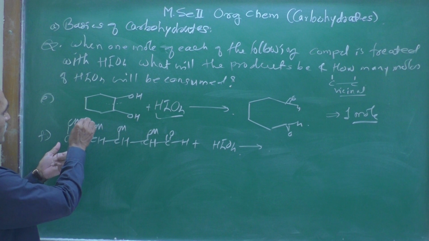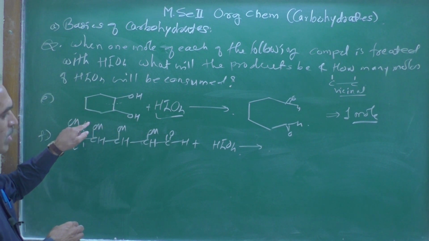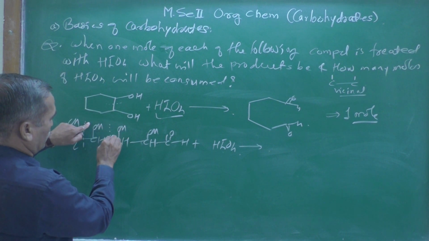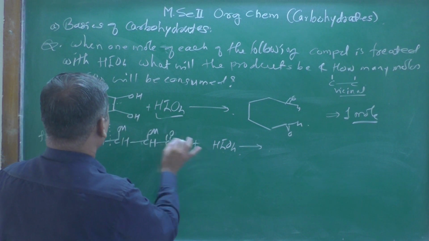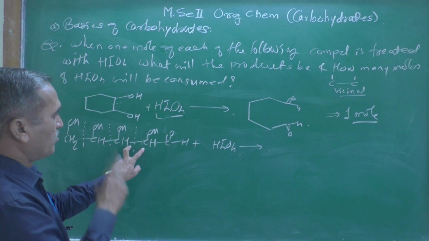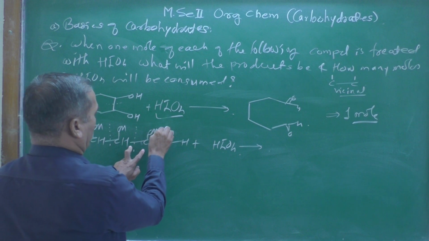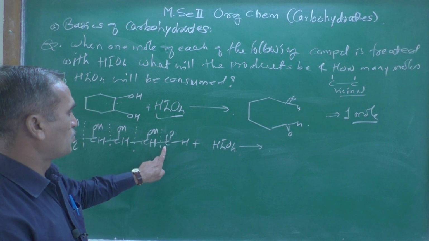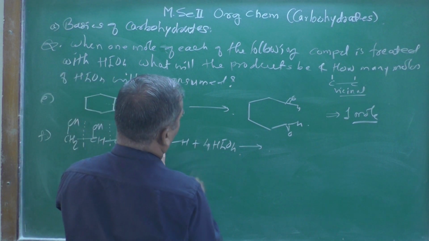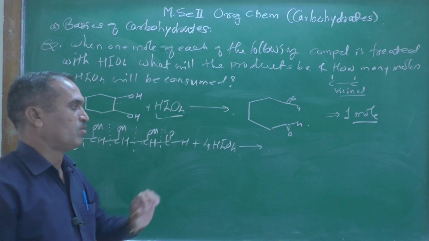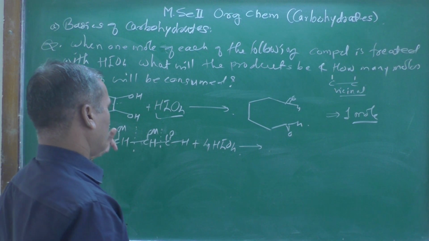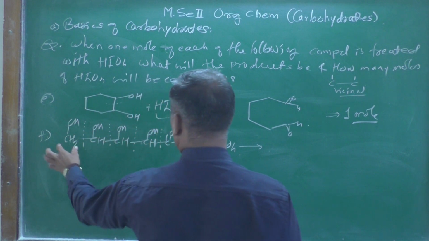So remember, here one bond is going to cleave, which means one mole of that HIO4 gets consumed. Look here, this bond is going to cleave, which means 2 moles get consumed, and then this bond is going to cleave, which means 3 moles get consumed, and again one more bond is going to break, which means there are a total of 1, 2, 3 and 4 HIO4, meaning 4 moles of periodic acid get consumed during this reaction.